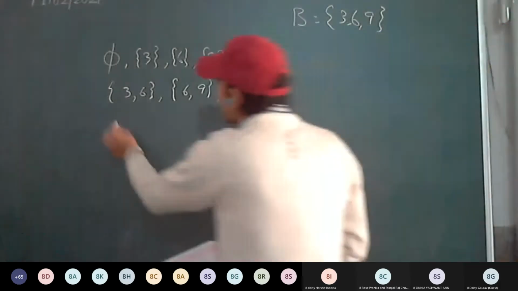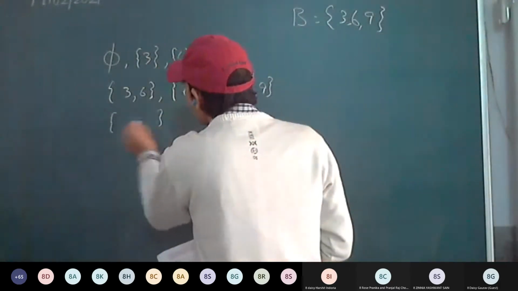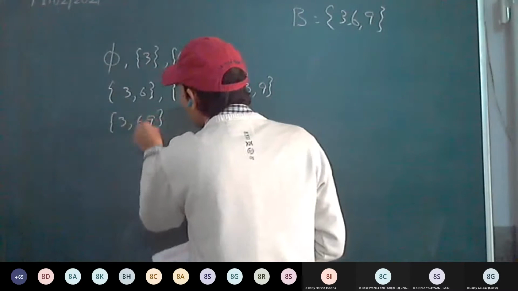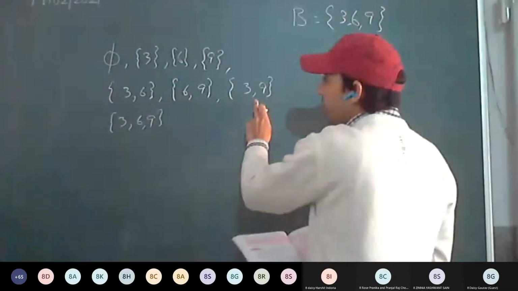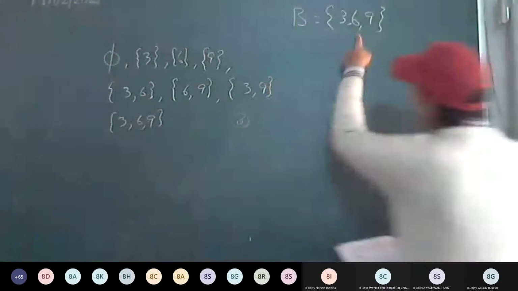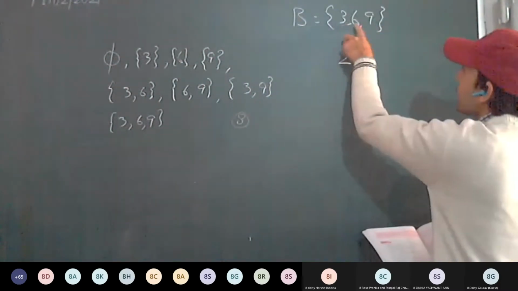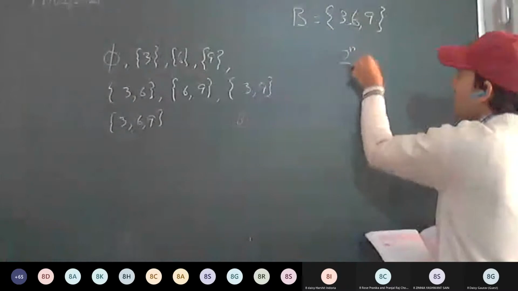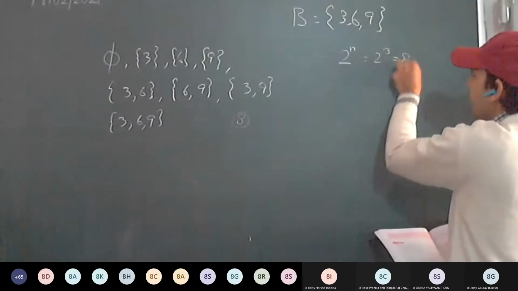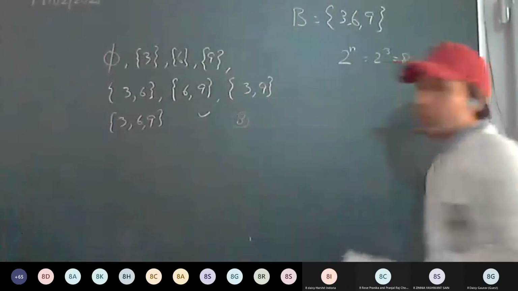Next one, 3, 6, 9. How many have we got? 4. 3, 7, 8. And how many should we get? 1, 2, 3. Number of elements is 3. Number of subsets is 2 raised to power n, 2 raised to power 3, which is 8. We have got 8. So therefore they are correct.